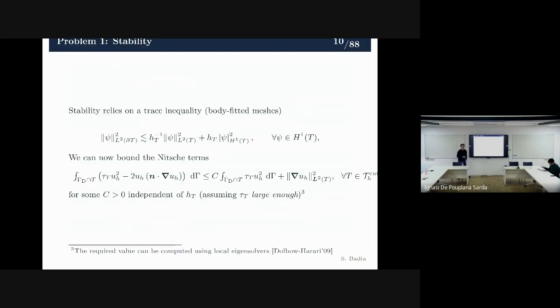And the way we do that in body-fitted finite elements is through what we call trace inequalities. We are able to bound the L2 norm on the boundary of our cells, of our functions, with respect to norms in the interior. We bound the values on the boundary with norms in the interior. And doing that, we can now bound this term in terms of this term and the one that comes from the Laplacian. And this way we can prove that the Nitsche method is stable for tau large enough, and this large enough can be quantified. You can use local eigenvalue solvers in order to quantify which is the value of tau that you need, but we have rules of thumb in order to decide which is the value of this tau and have stable methods.